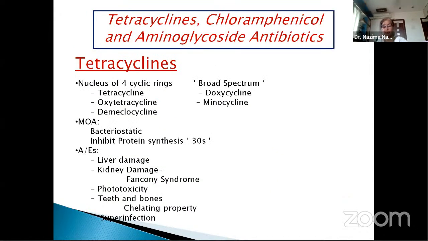Now we come to the other group of drugs, which are the tetracyclines, chloramphenicol, and the aminoglycoside antibiotics. Tetracyclines and chloramphenicol are included under the broad spectrum antibiotics because they act on a large group of organisms, and therefore the name broad spectrum. Okay, so they are included under the broad spectrum antibiotics.